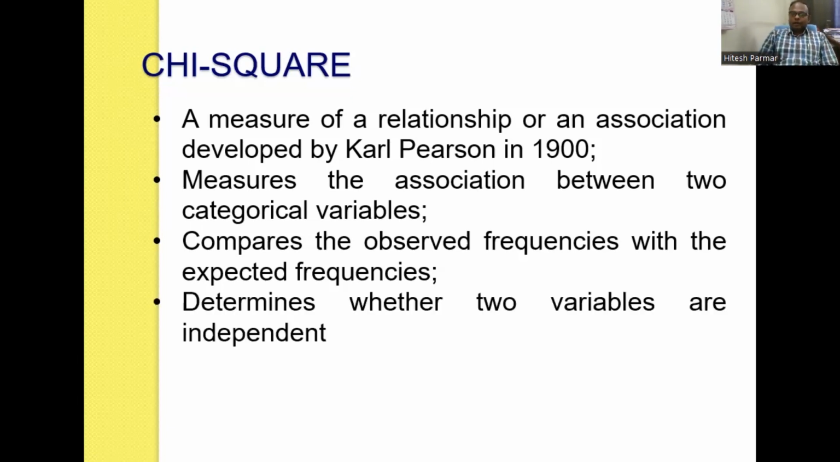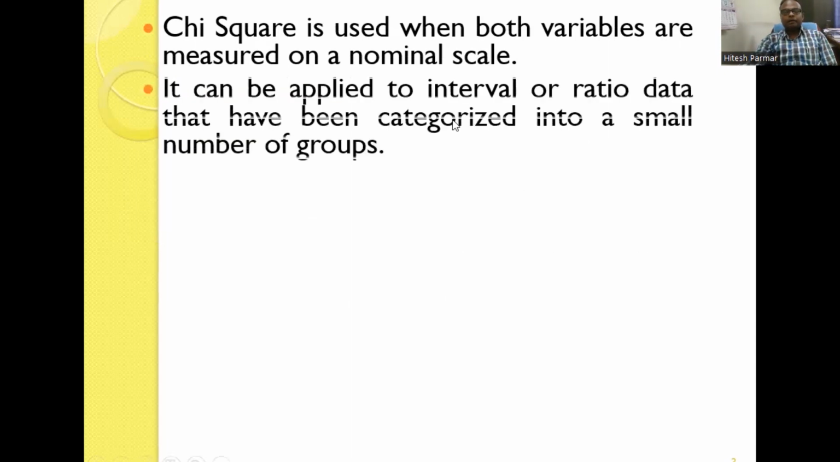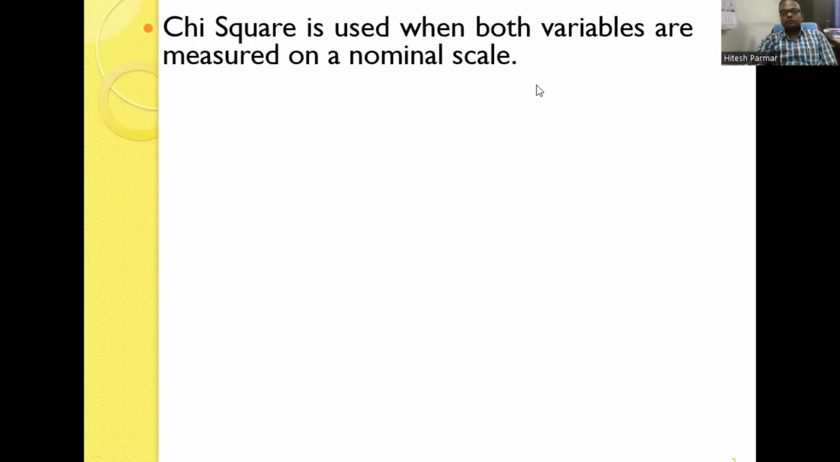And it determines whether these two variables are independent or not independent of each other. So the chi-square test can be applied when both variables are measured on a nominal scale. This is situation number one. If both variables are nominal in nature, then nominal to nominal association can be studied with the chi-square test.